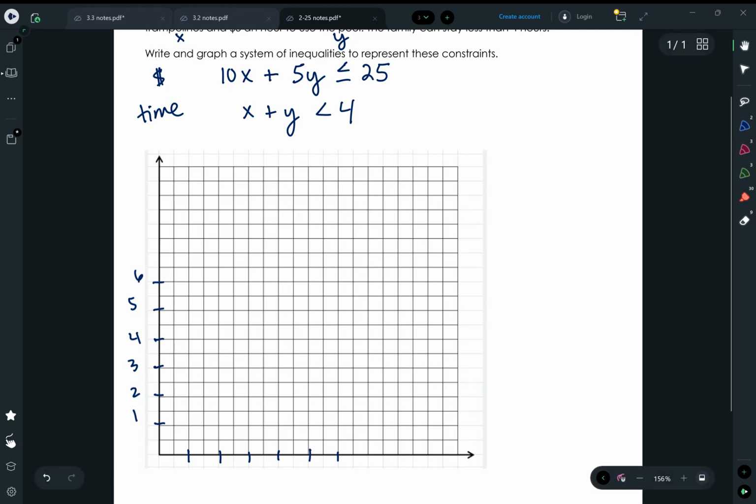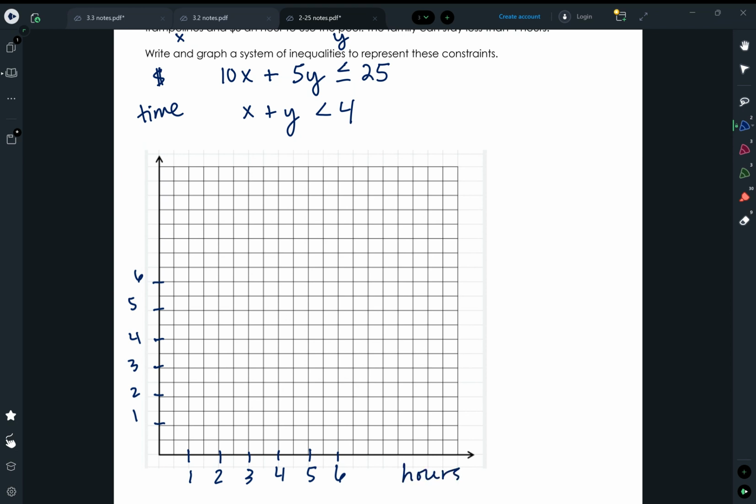And again, for our x-axis, it's hours on the, what was X? Trampolines. Hours on trampoline. And then our Y was hours at the pool.